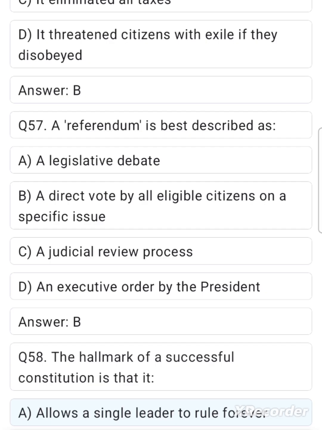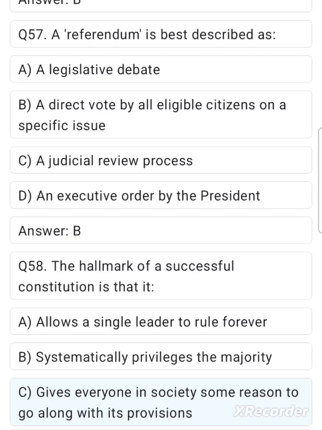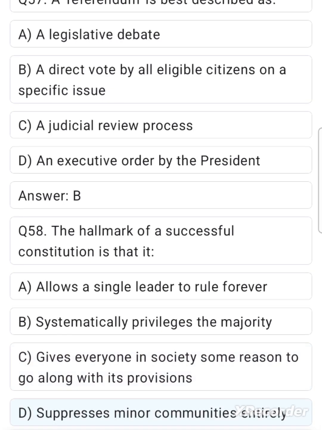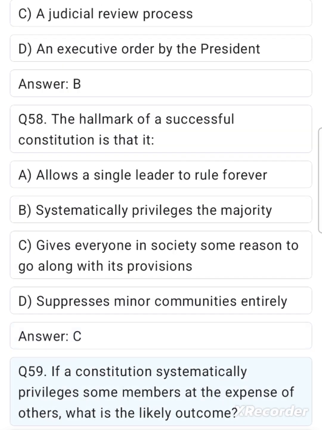Q58. The hallmark of a successful constitution is that it: A. Allows a single leader to rule forever. B. Systematically privileges the majority. C. Gives everyone in society some reason to go along with its provisions. D. Suppresses minor communities entirely. Answer: C.